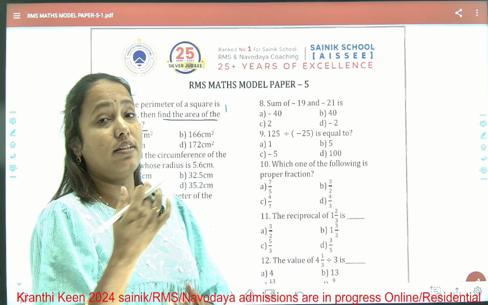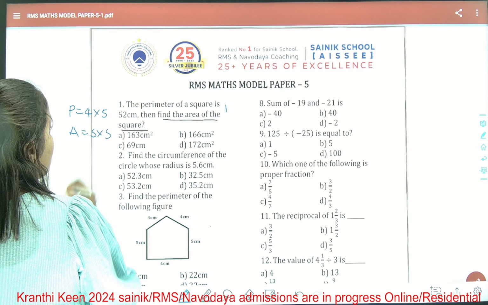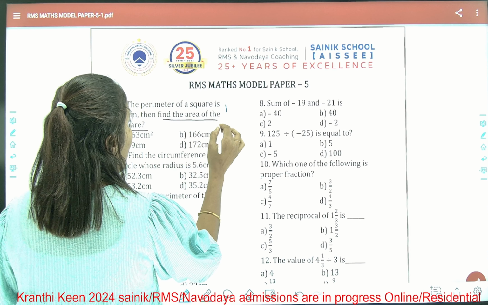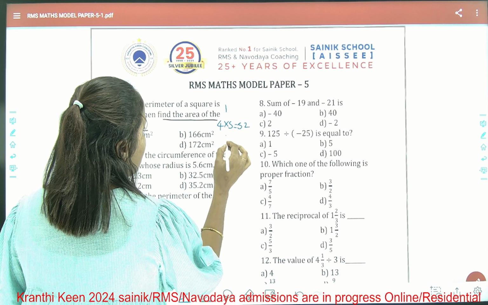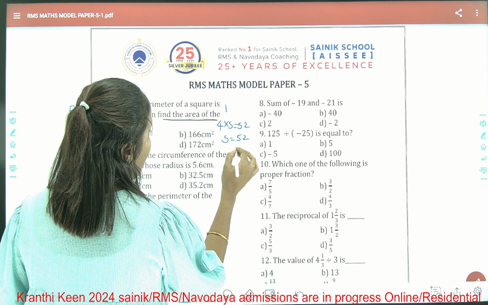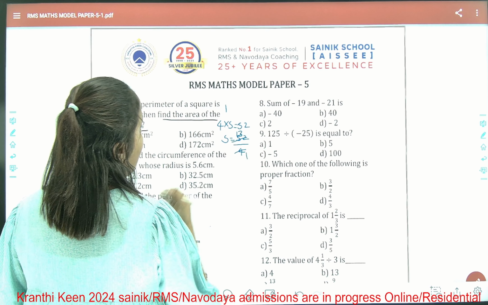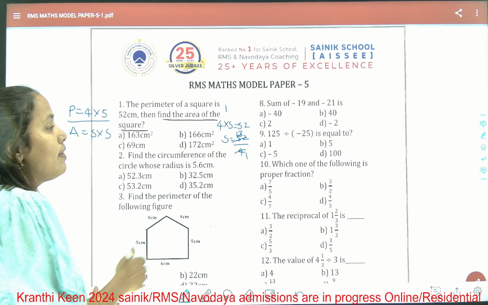First, we need to find the side of the square. For that we use the perimeter formula. Here, 4 into S equals 52 centimeters. Then S equals 52 by 4. 4 ones are 4, 4 threes are 12. Here we got the answer S equals 13.